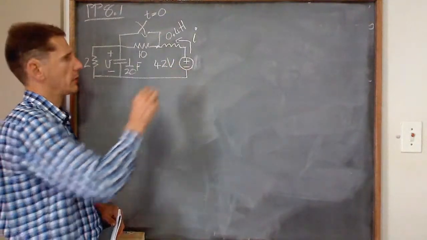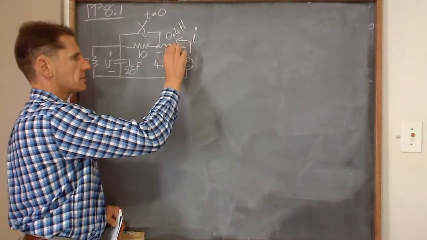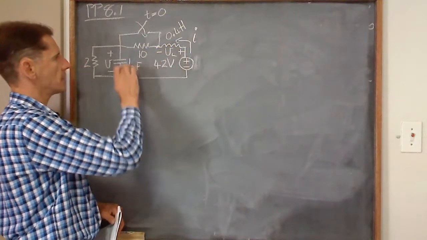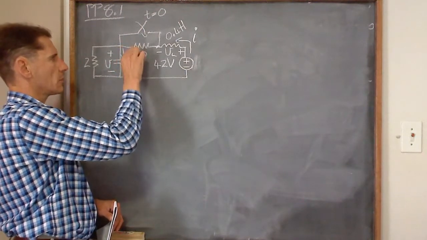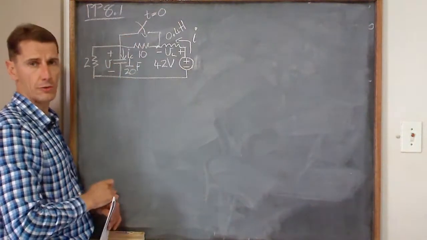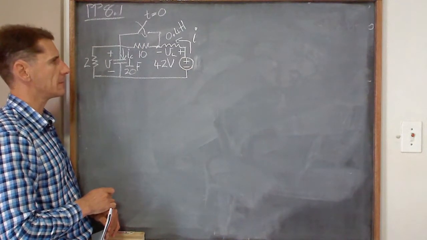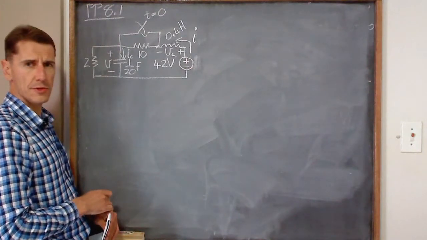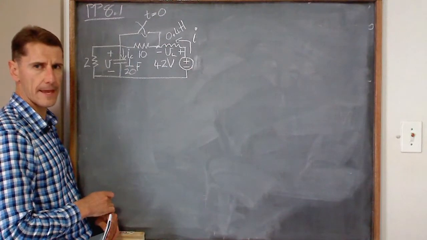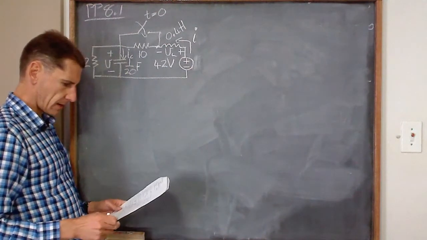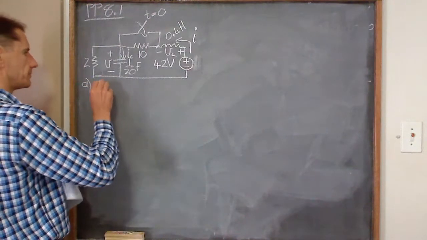So if the current is flowing in that direction, we know the voltage across the inductor, VL, is going to be in that direction. And if the capacitor is plus minus, we know that IC will be flowing down through that capacitor. We know we're going to need that, so I'm putting that in immediately. So we're going to go through the same steps. We're going to find the initial current and voltage, then the initial derivatives, and then the time infinity values. So let's do the first part.